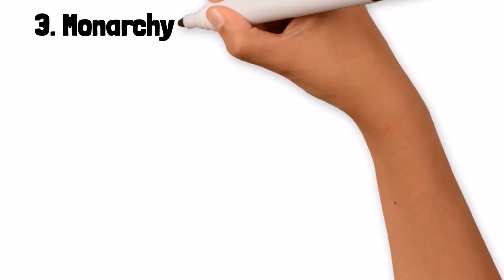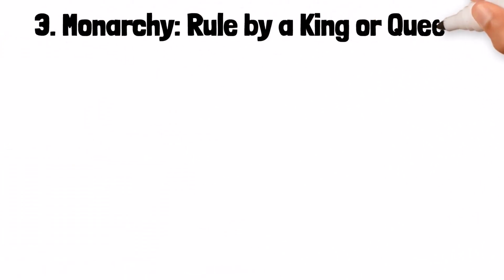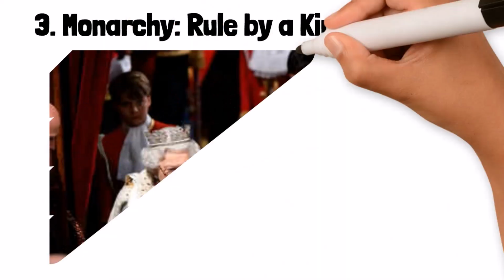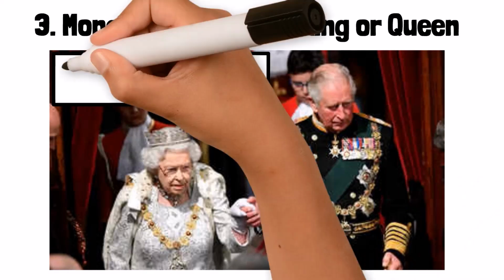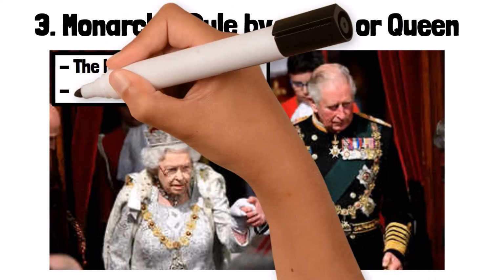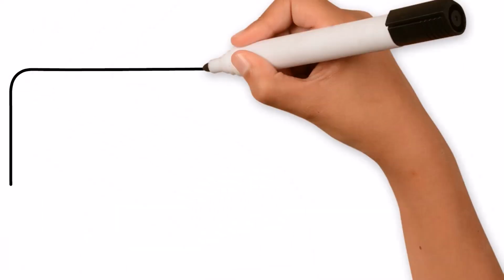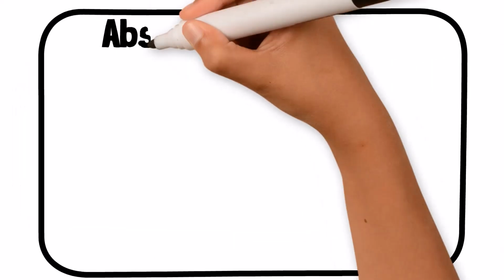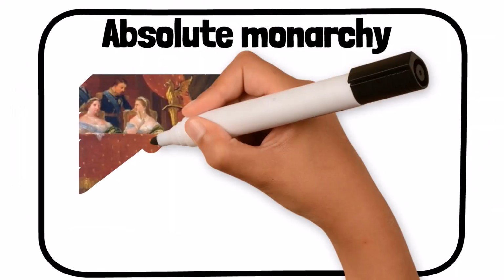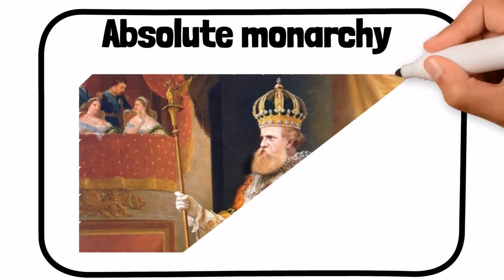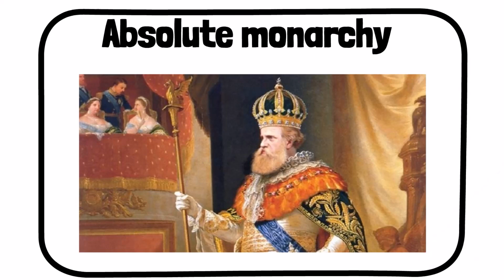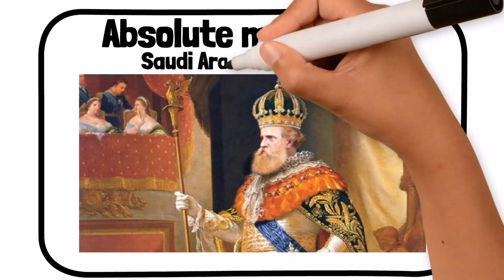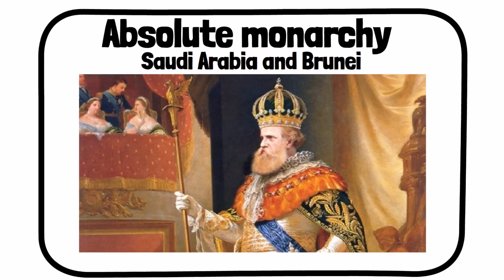3. Monarchy, rule by a king or queen. Monarchy is a form of government where a single person, the monarch, king, queen, emperor, etc., serves as the head of state for life or until abdication. Monarchies can be divided into several categories based on the distribution of power. In an absolute monarchy, the monarch has almost complete control over the government and is not bound by a constitution or laws. The monarch's authority is often justified by divine right. Saudi Arabia and Brunei are examples of absolute monarchies.